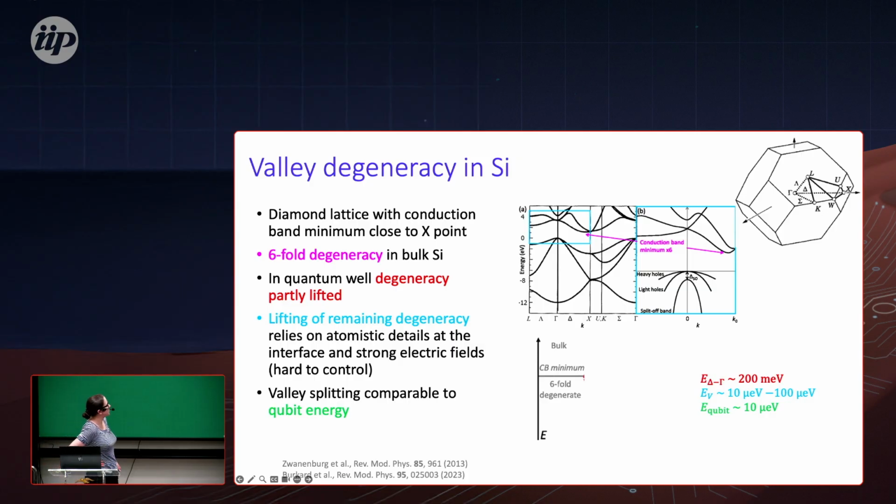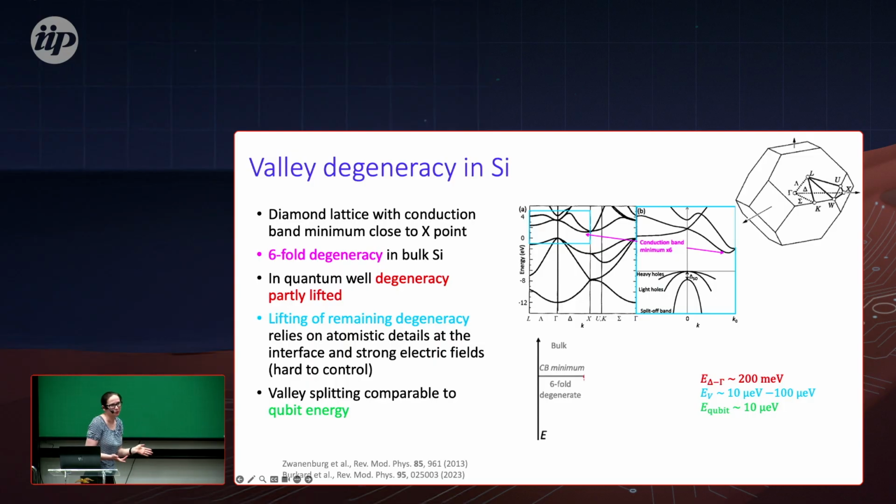And this is what we recently proposed, because we need to find a way to lift the remaining degeneracy. When you take bulk silicon, it has 6-fold degeneracy. When we confine it in a plane, there is still 2-fold degeneracy, with two valleys there. So it means that instead of working with spin qubits with 2 levels, spin up, spin down, you also have a degree of freedom as valley 1 and valley 2, right?